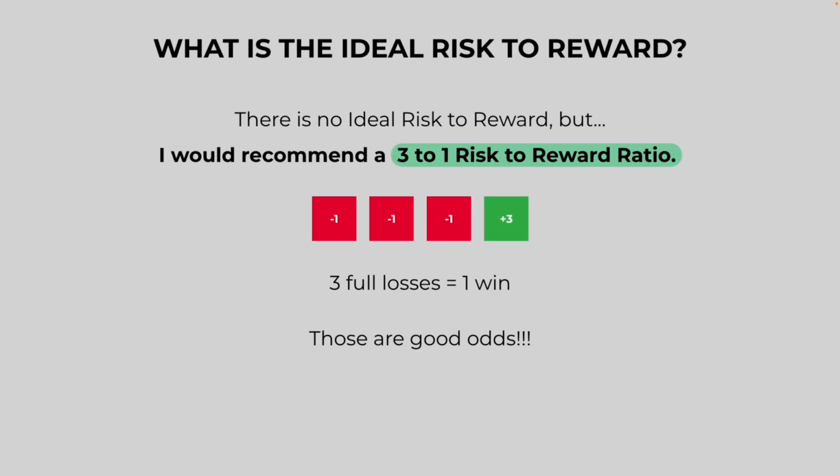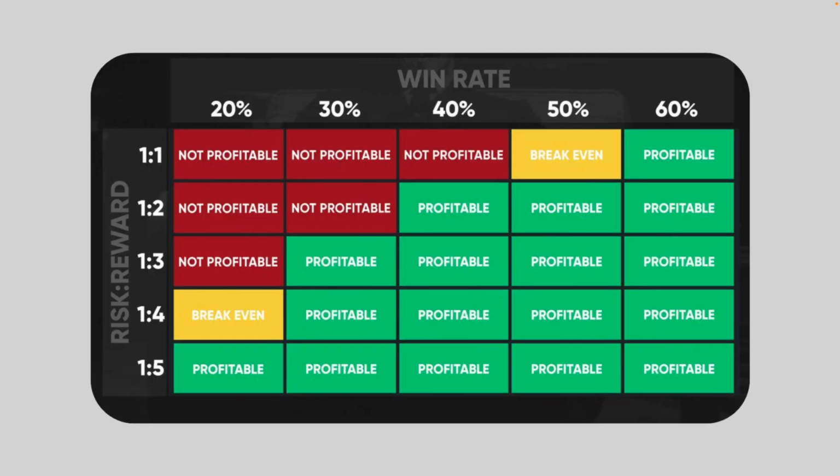So what is a good risk to reward ratio? Personally, I like the 3-to-1 risk to reward ratio because in this case, 1 win is equal to 3 losses. So if you just win 1 trade and lose 2 trades, you are still profitable. And those are extremely good odds. Here we have a chart where you can see the win rate you need to break even for each risk to reward ratio. You can see that with a 3-to-1 risk to reward ratio, you are guaranteed to be profitable when your win rate is above 30%.